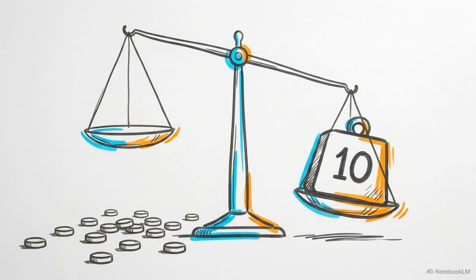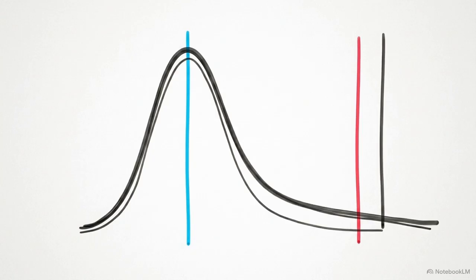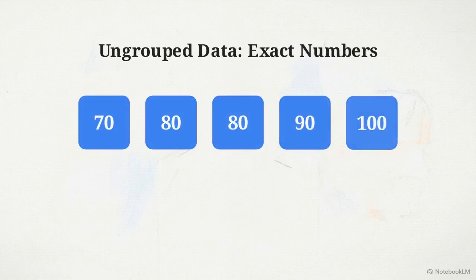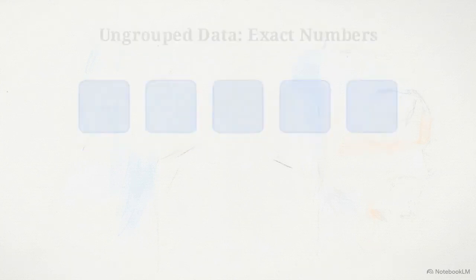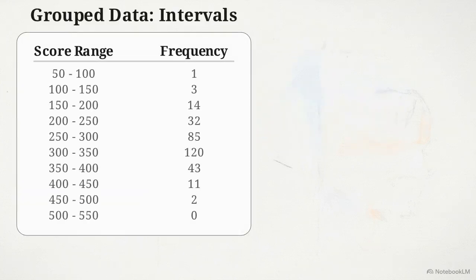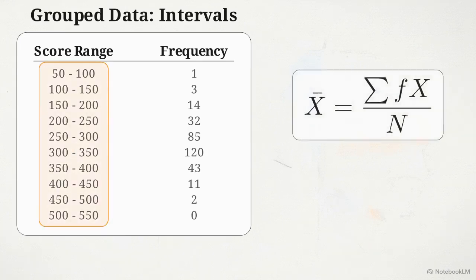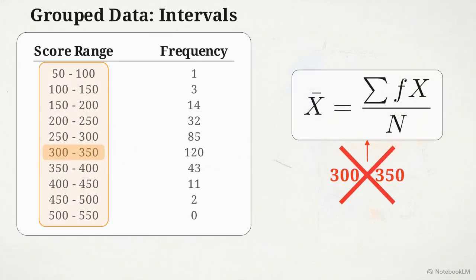If one student scored a 10, that extreme outlier drags the mean down, throwing off the balance. In asymmetrical distributions, the median gives you a much safer, accurate picture of the typical score. Five isolated test scores are easy to manage, but what happens when you have a massive table of hundreds of data points organized into ranges instead of exact numbers? You can't run a calculation on a range.